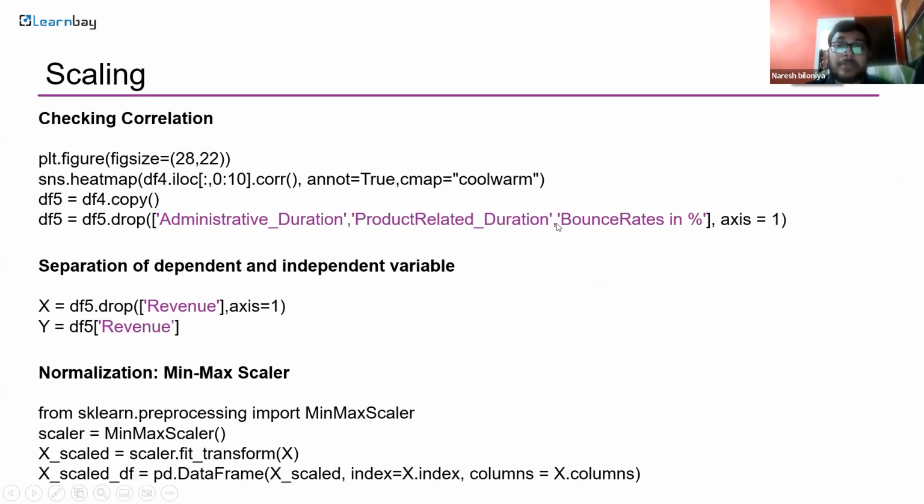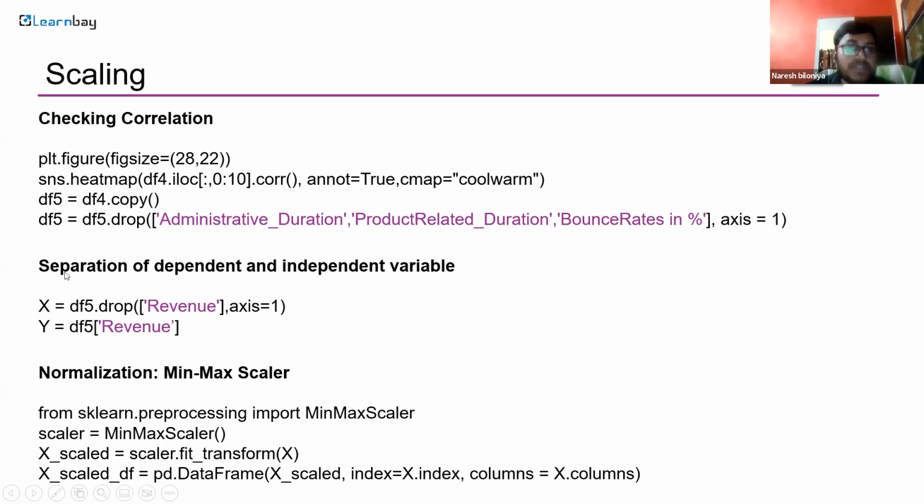Now scaling, because firstly we are going to apply logistic regression, so scaling is also required. Before scaling, we check whether any multicollinearity is there or not. So we created a heat map, and we found that there are some higher correlation factors between some columns. So we removed those columns: administrative duration, product related duration, and bounce rate.